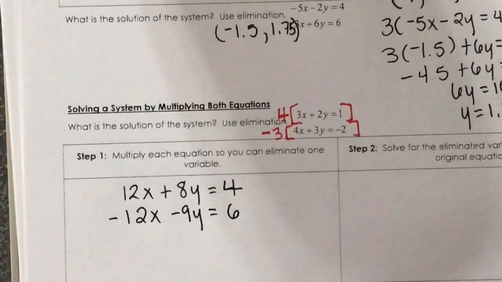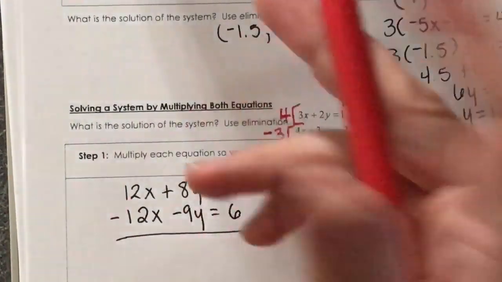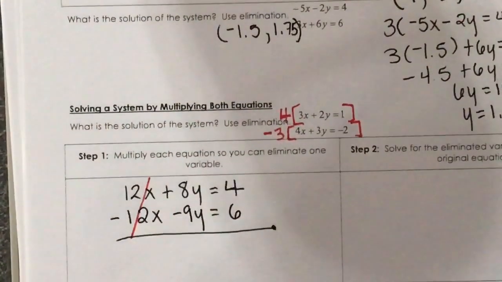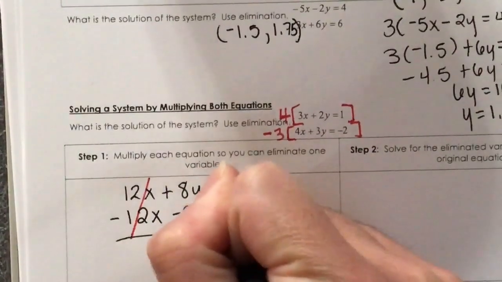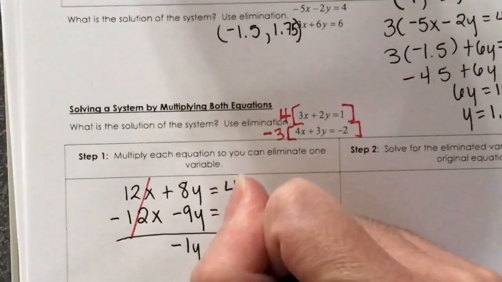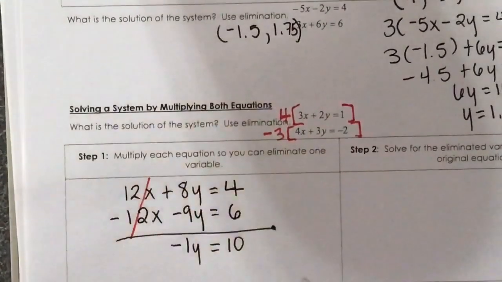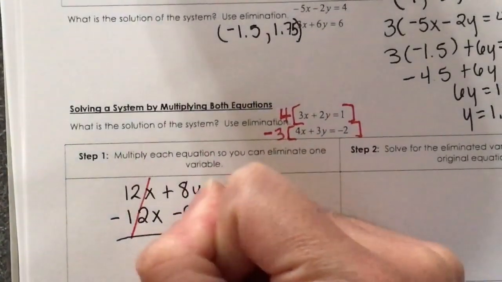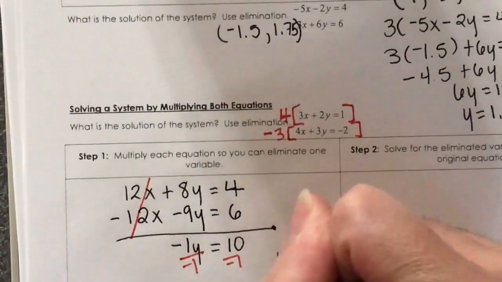So now my x's are opposite of each other. They cancel each other out when I add together what I have left. 8y and negative 9y is negative 1y. 4 and 6 is 10. So now I know that y is equal to negative 10.